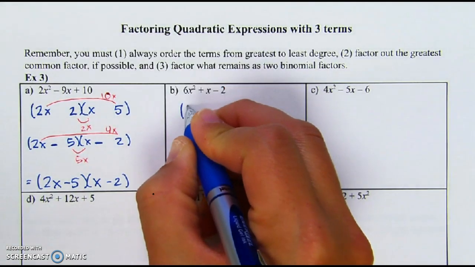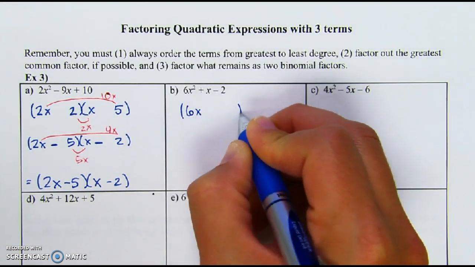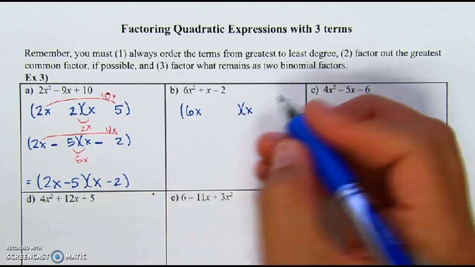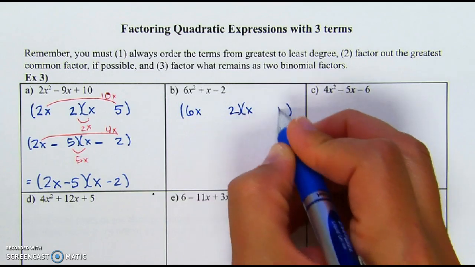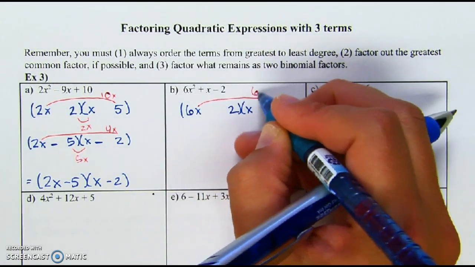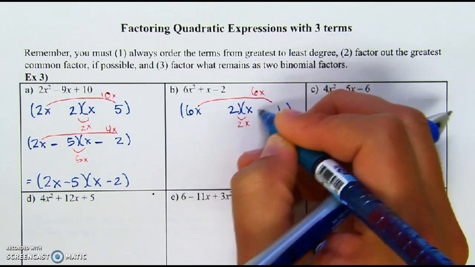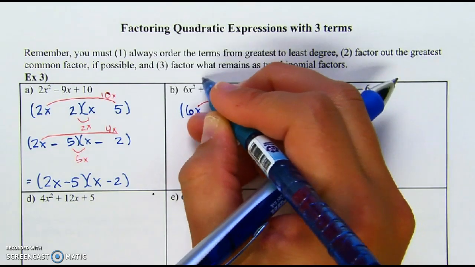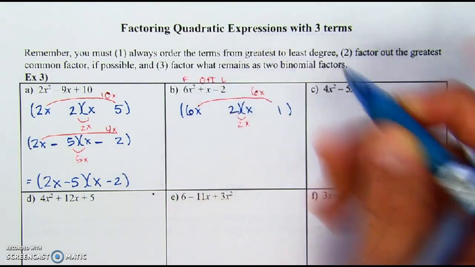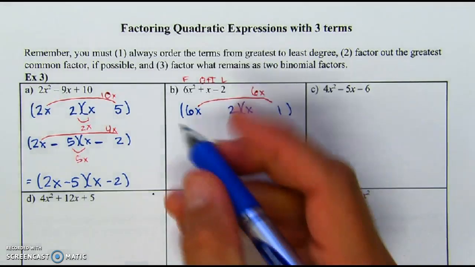What multiplies to get 6x squared? You could do 6x times x or 3 times 2. What multiplies to get 2? 2 times 1. Okay, let's check. 6 times 1 is 6x. Do these add to get this number in the middle? O plus I. Remember? F, O plus I, L? No, they don't, so that's way wrong.